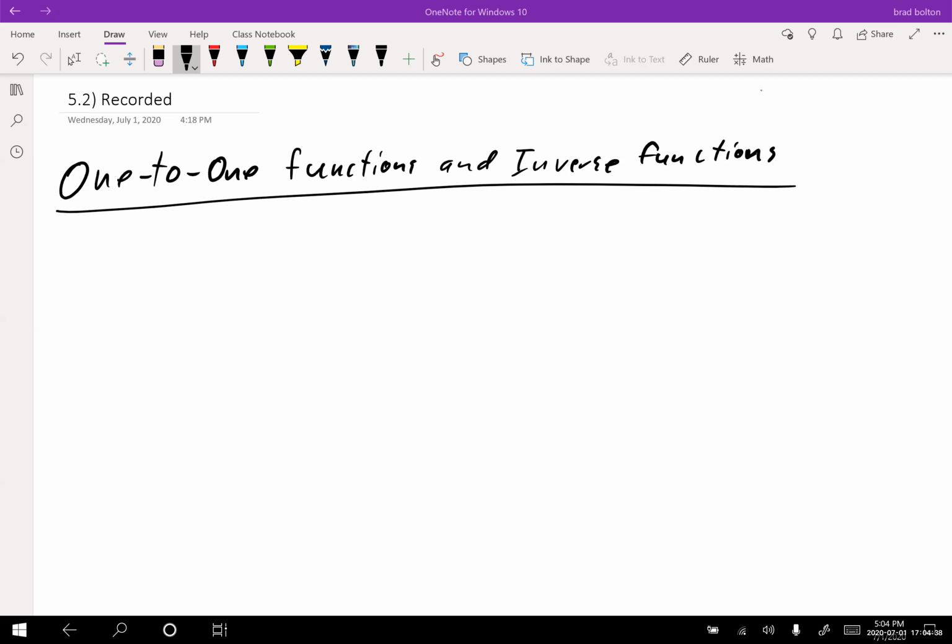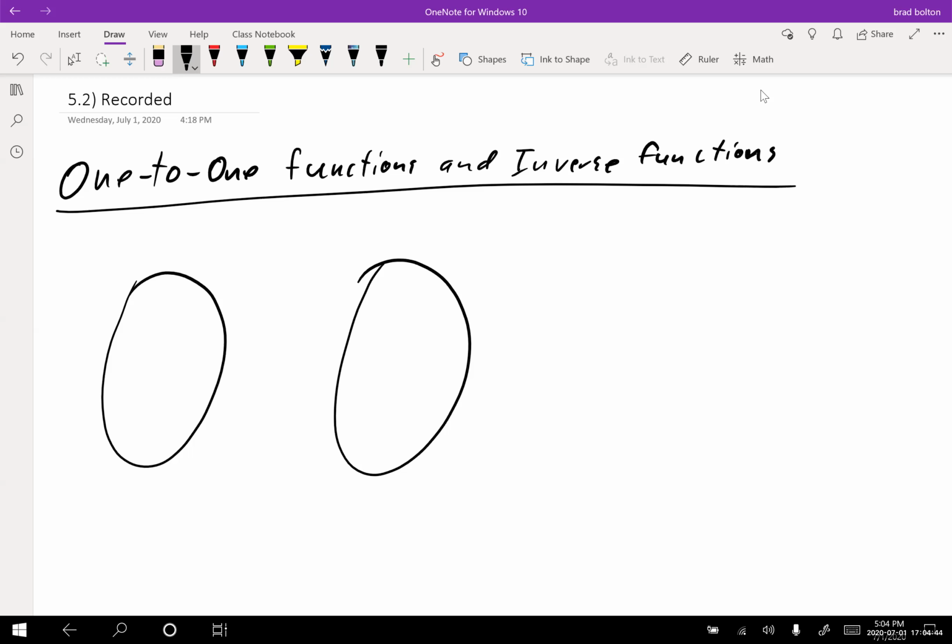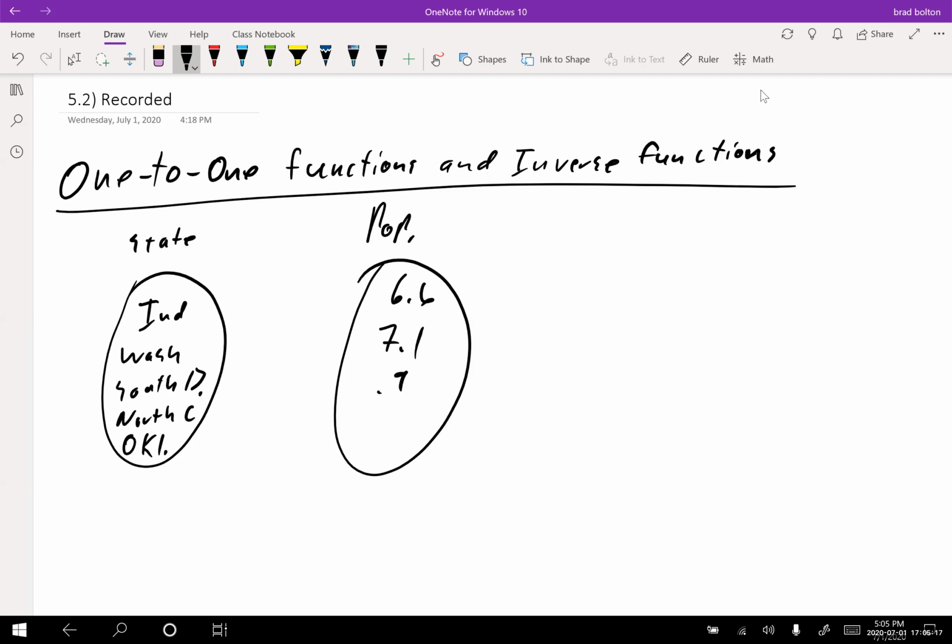So let's suppose that we have the old traditional bubble graphs, or whatever you want to call it. And let's say that here's a state, and here's population. Let's say we have Indiana, Washington, South Dakota, North Carolina, and Oklahoma. Then it has 6.6 million, 7.1 million, 0.9 million, 9.9 million, and then 3.9 million.